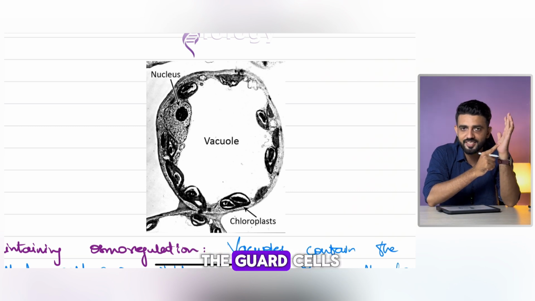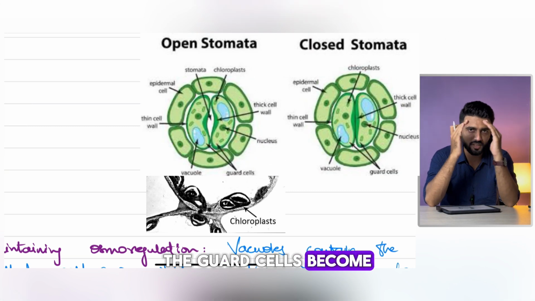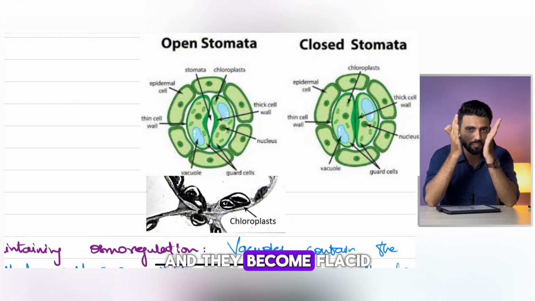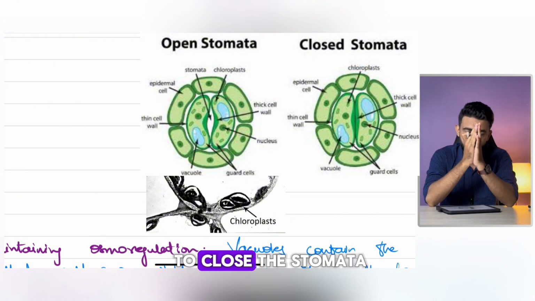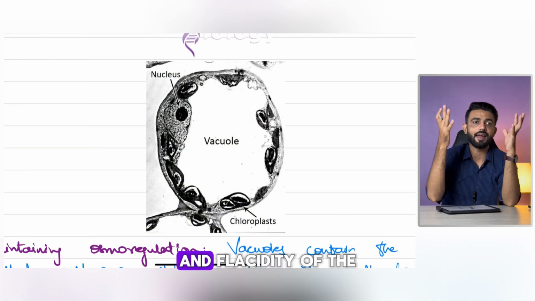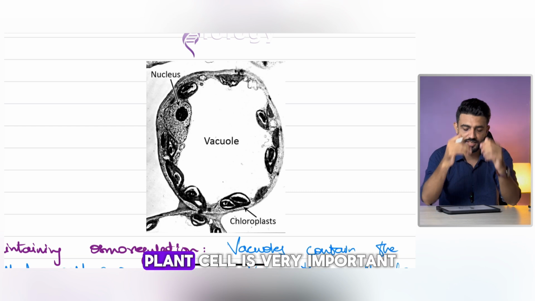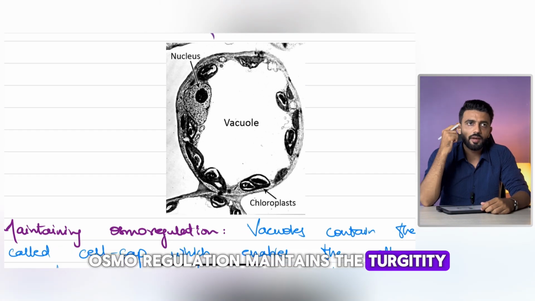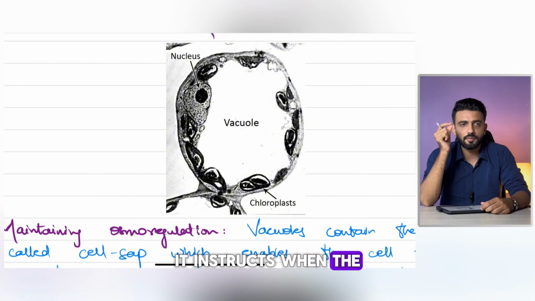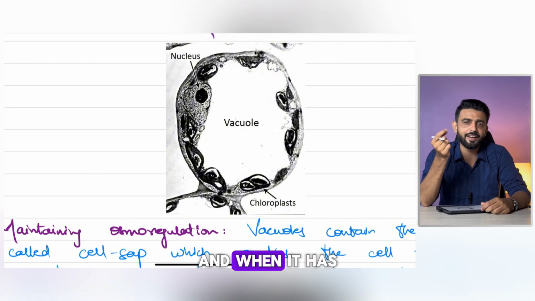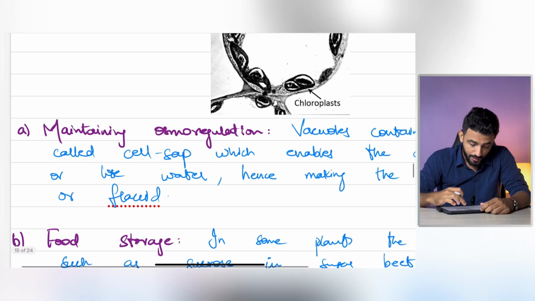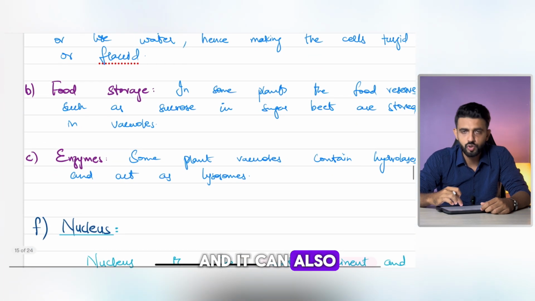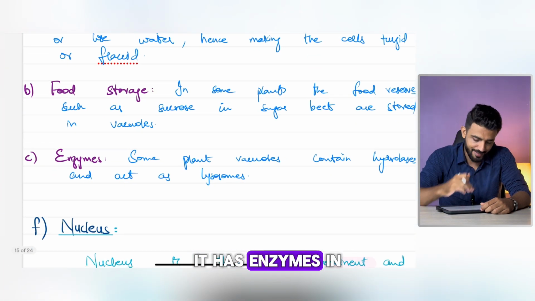If you know about the guard cells, you know that the guard cells become turgid to open the stomata, and they become flaccid to close the stomata. So turgidity and flaccidity of the plant cell is very important. Osmoregulation maintains the turgidity. It instructs when the plant cell has to become turgid and when it has to become flaccid. It also stores the food, and it can also act as lysosomes. It has enzymes in it.